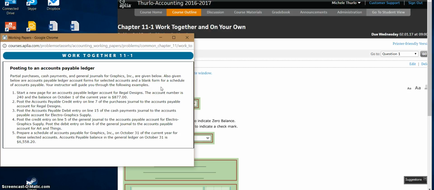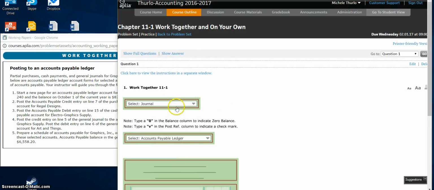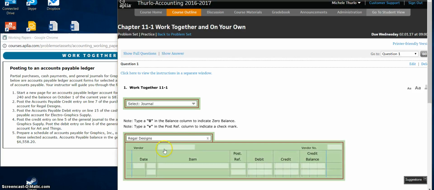Number 1 says start a new page for the accounts payable ledger account for Regal Designs. The account number is 240 and the balance on October 1st of the current year was $877. So the first thing we have to do is go to our ledgers. Here you can see that we have our journals, and down here is our ledgers. We need to go to the one for Regal Designs.